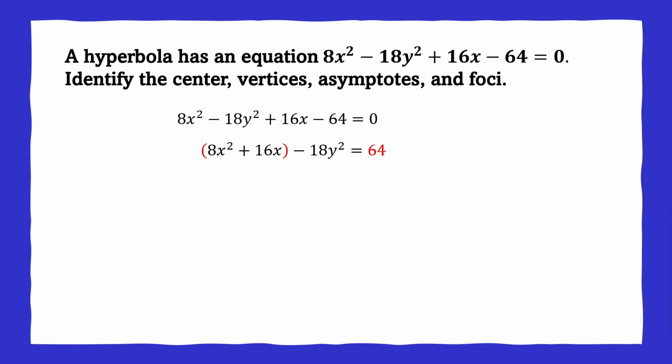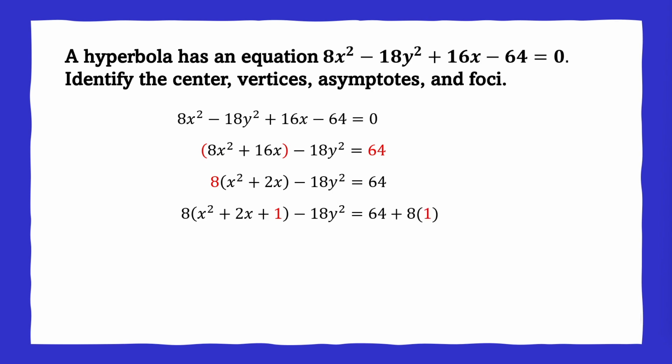Next, we factor 8 out of the x terms, which gives us 8 times (x squared plus 2x) minus 18y squared equals 64. To complete the square inside the parentheses, we take half of 2, which is 1, and square it to get 1. We add 1 inside the parentheses, but since we're really adding 8 times 1, we also need to add 8 to the right side to keep the equation balanced. That gives us 8 times (x plus 1) squared minus 18y squared equals 72.